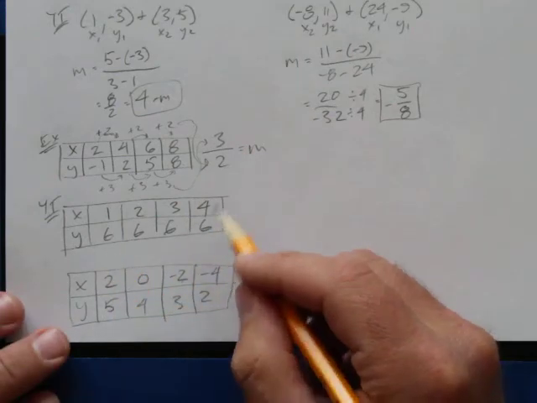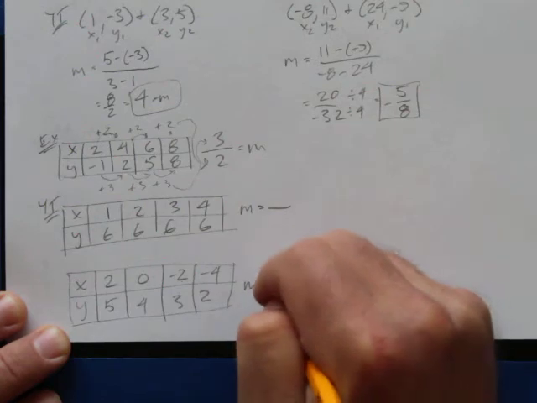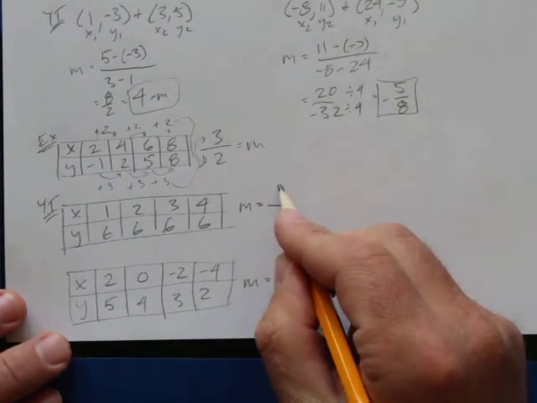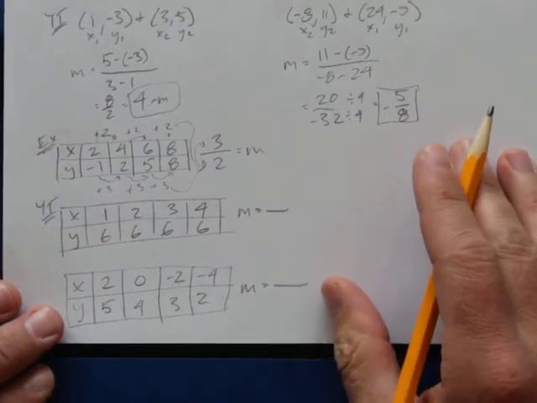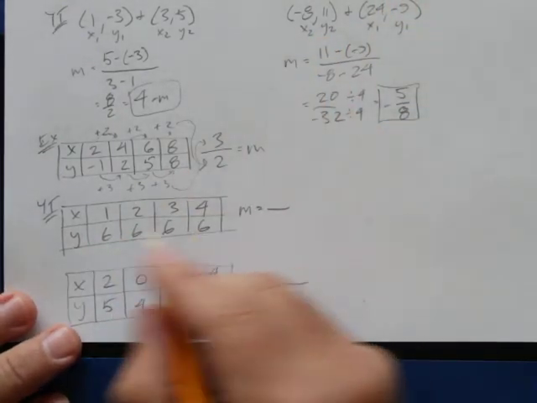Okay, these are you-tries, so do each of these. I want to know what the slope is for each of these. Remember, x goes on the bottom, y goes on the top in slope. All right, go ahead and pause and do these you-tries. Let's see how you did.